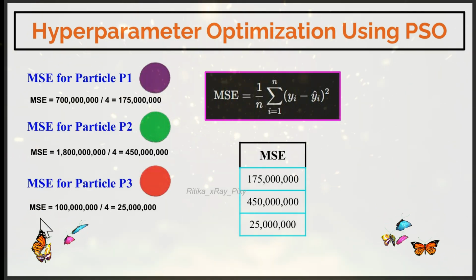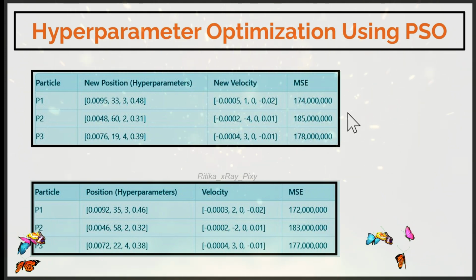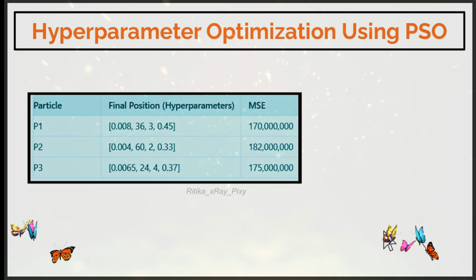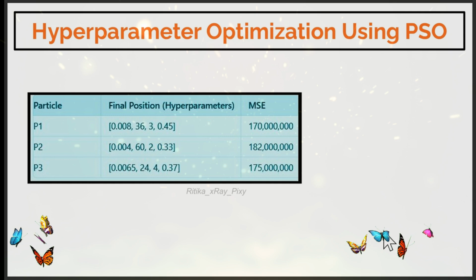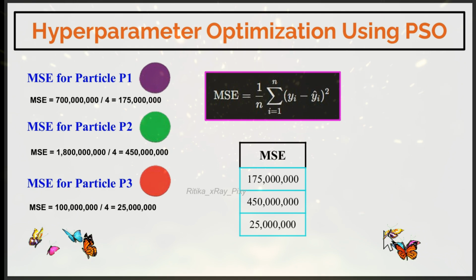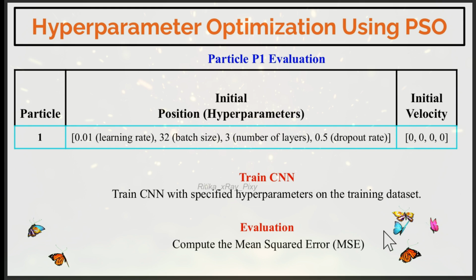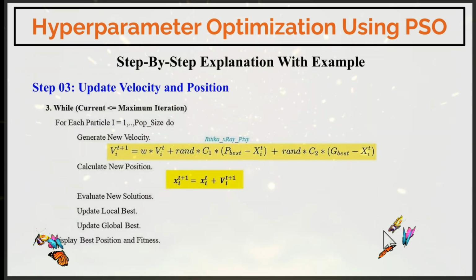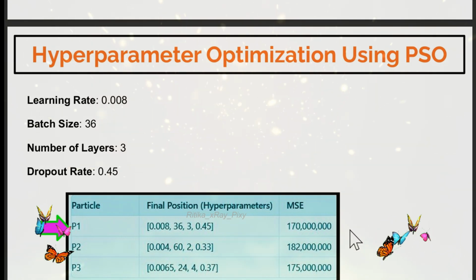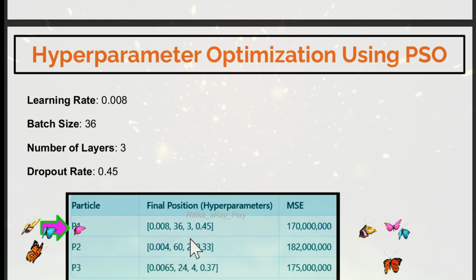In this example, we try to understand how different hyperparameters for CNN affect the predicted accuracy of house prices, as evaluated by the mean squared error. We used PSO where we represent each particle as a different set of hyperparameters, and we calculated the mean squared error for each particle. After a certain number of iterations, based on the mean squared error value, particle P1 produced the lowest error, which indicates that its hyperparameters were the most effective for predicting house prices in this example.